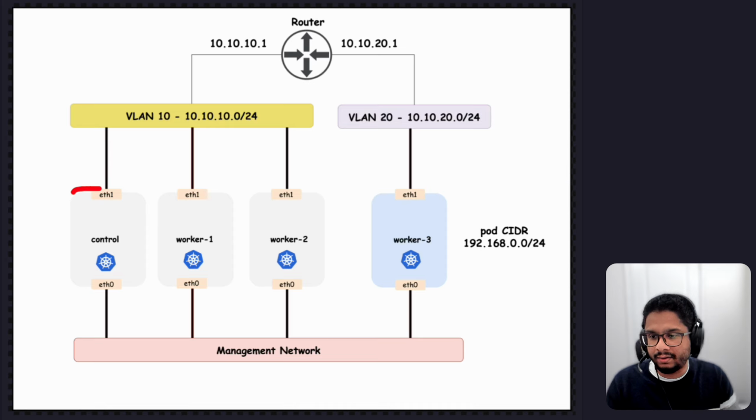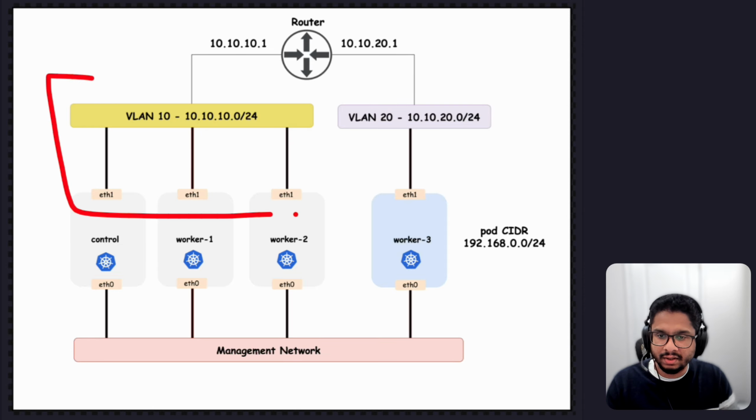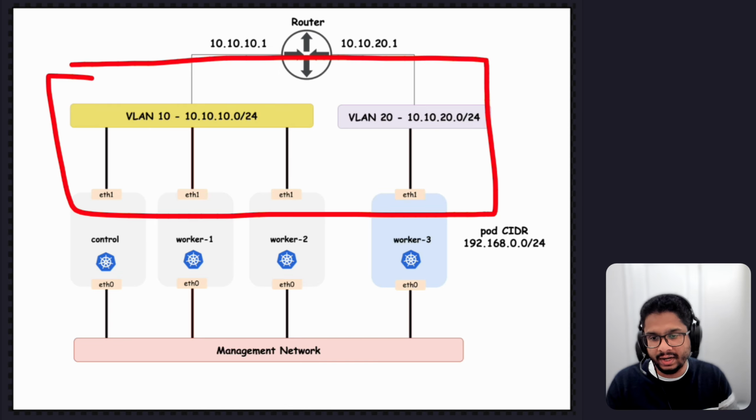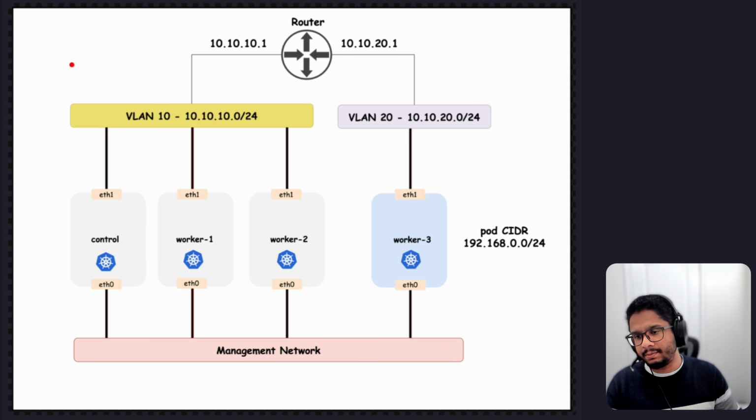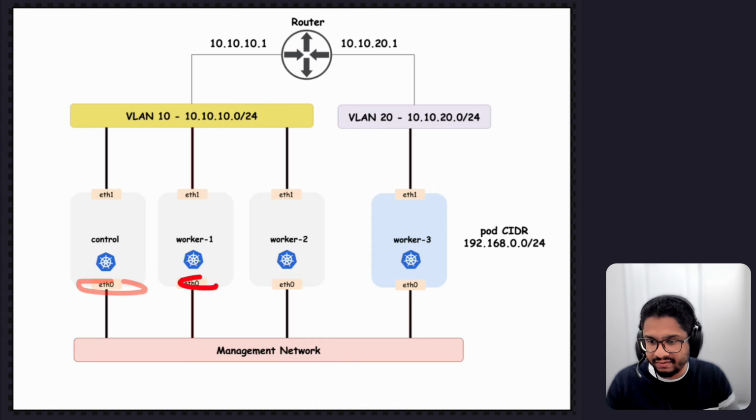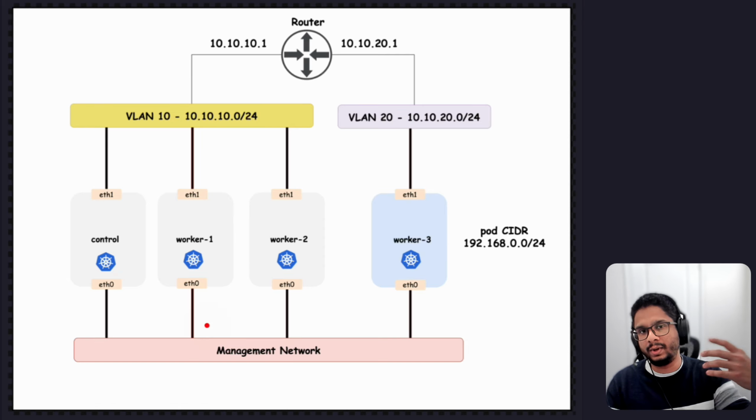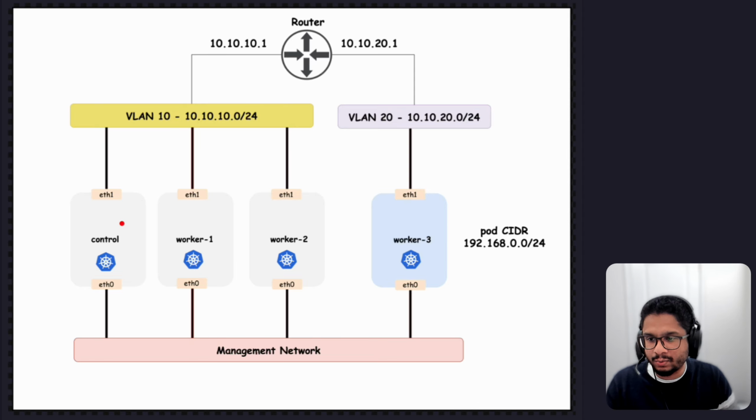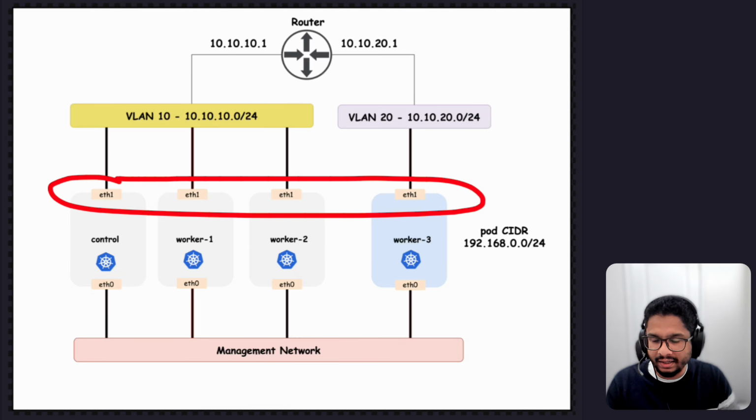And worker 3 is connected to VLAN 20, which has a subnet of 10.10.20.0/24. And their ETH1 interfaces are connected to this network, and the ETH1 interface will also be used for the Kubernetes cluster as well as pod networking. Now, when Container Lab spins up nodes, it by default creates an ETH0 interface and assigns IP to that as well. In the previous labs, we've used the ETH0 interface as the primary interface of the node for both management as well as the Kubernetes control plane as well as pod networking. But in this case, we're going to be using the ETH1 interface.